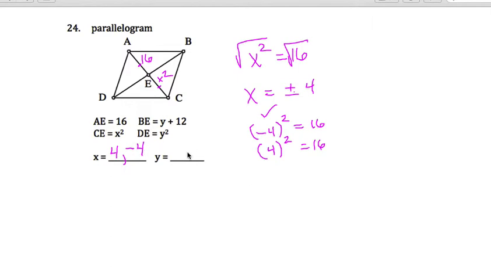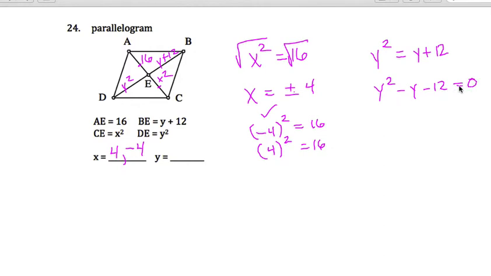And now we're going to do the same thing for y. DE is y squared, and BE is y plus 12. So I'm going to set those equal to each other because the diagonals are bisected in a parallelogram. Now this one's a little bit different because I can't just square root like a y plus 12. So I'm thinking I'll set this equal to 0 by subtracting the y and the 12 to the other side, so I have 0 left on the right side.